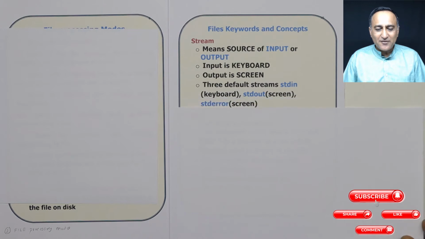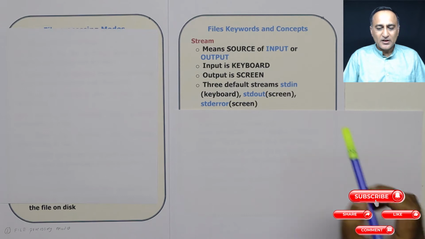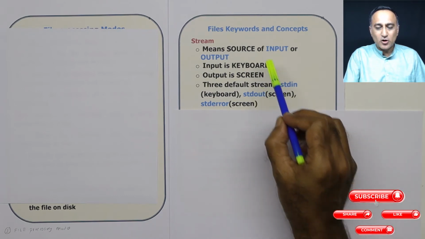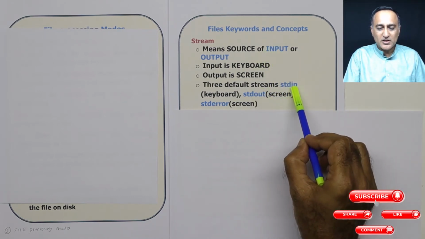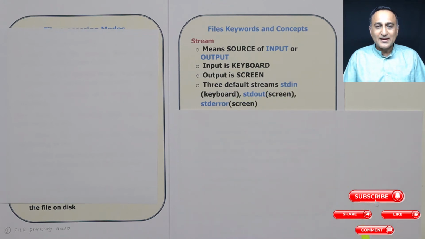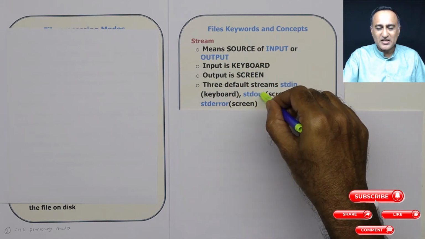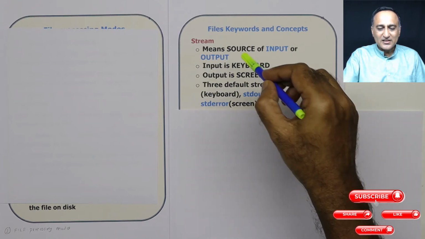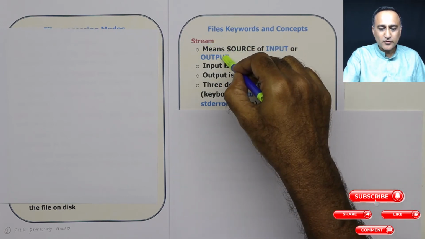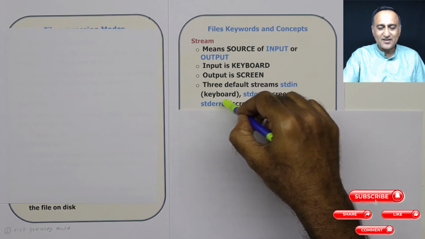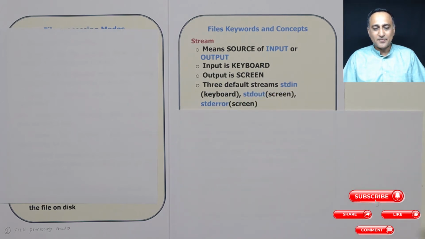So we have three default streams we are constantly going to talk about. The first default stream or source of input happens to be your standard input, which is your keyboard. The next default stream or source of output happens to be your screen. That's why it is called stdout. And the third stream, which is also a source of output, is called standard error, which happens to be your screen.